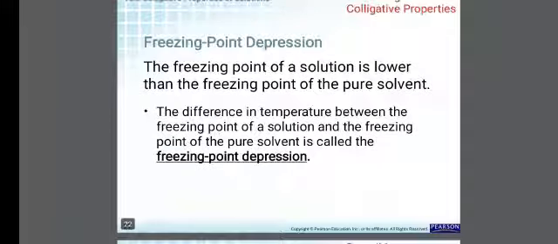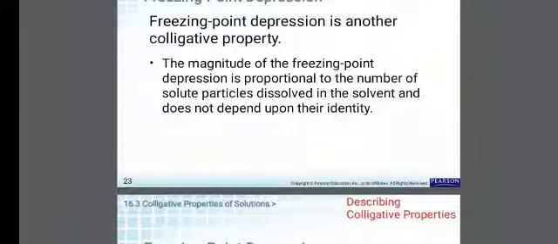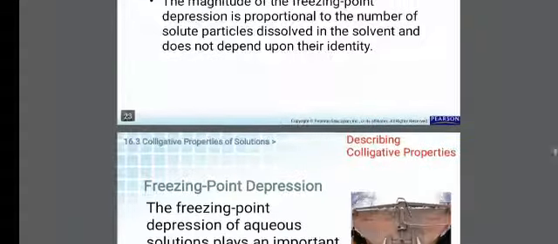The difference in temperature between the freezing point of a solution and the freezing point of a pure solvent is called freezing point depression. The magnitude of the freezing point depression is proportional to the number of solute particles dissolved in the solvent and does not depend upon their identity.